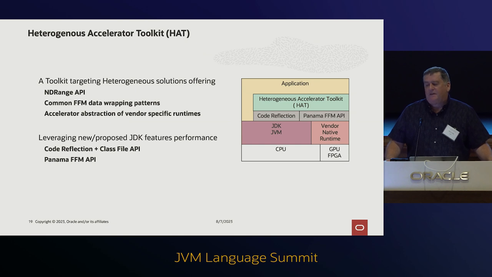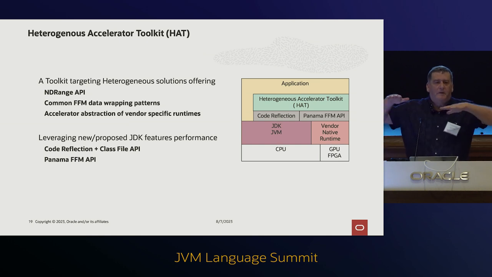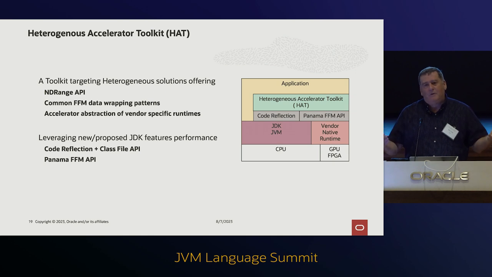So the heterogeneous accelerator toolkit, HAT, is really just stealing everybody else's work. I'm taking the stuff that Paul is doing in code reflection and the stuff that Mauricio has been looking at in Panama, and layering a thin layer on top of it, which now exposes what I think we could do with GPUs that we couldn't do in the past. And this is how it all fits together.